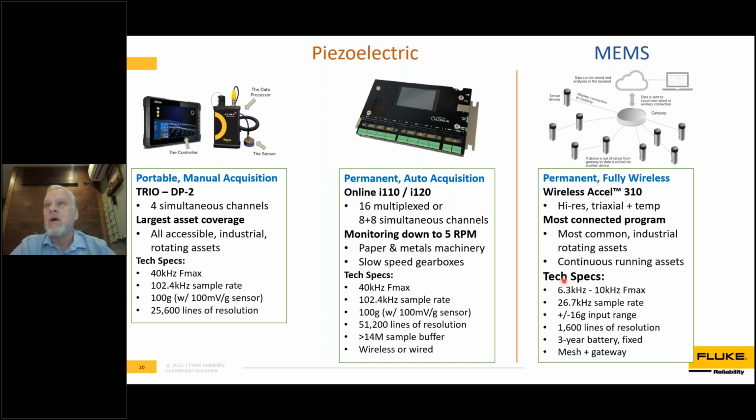Whereas our wireless accelerometer certainly samples fast enough for impacting, 26.7 kilohertz, but it has a dynamic range of plus or minus 16 Gs and 1600 lines of resolution and 3-year battery life. So it certainly has to fit within some guardrails when we look at an application. So typically when a site is interested in these kind of sensors, we will do some sort of walk down and verify the machine types are a good fit for the wireless sensor. And if they're not, we may recommend using a Trio, a walk around device, or sometimes even an online device.